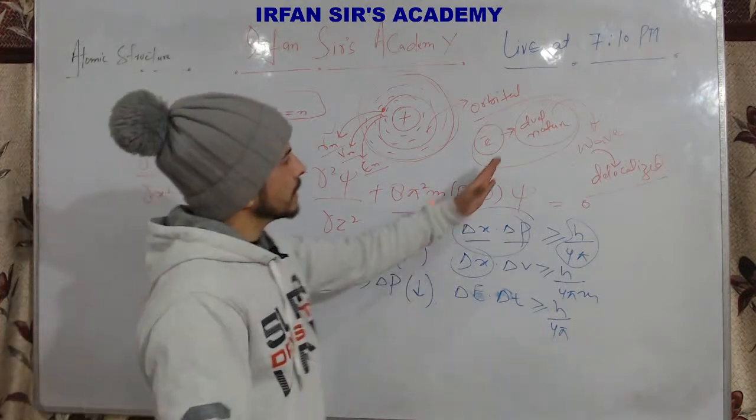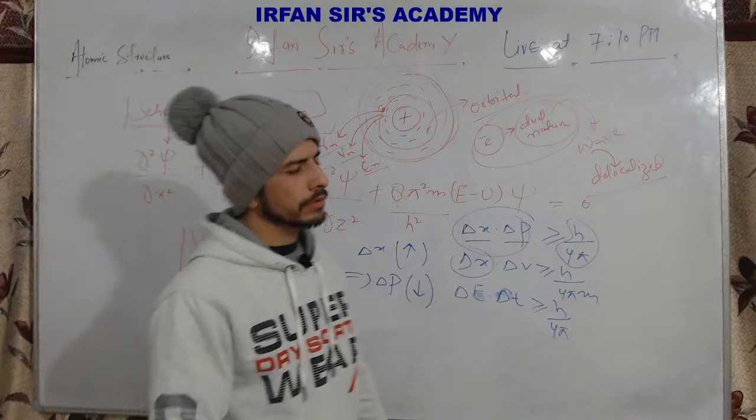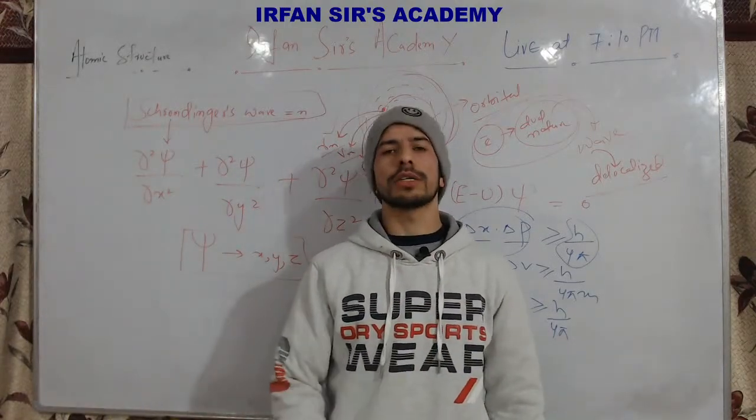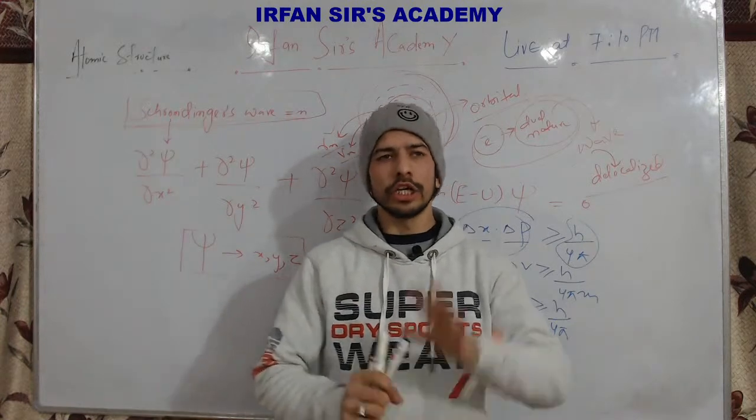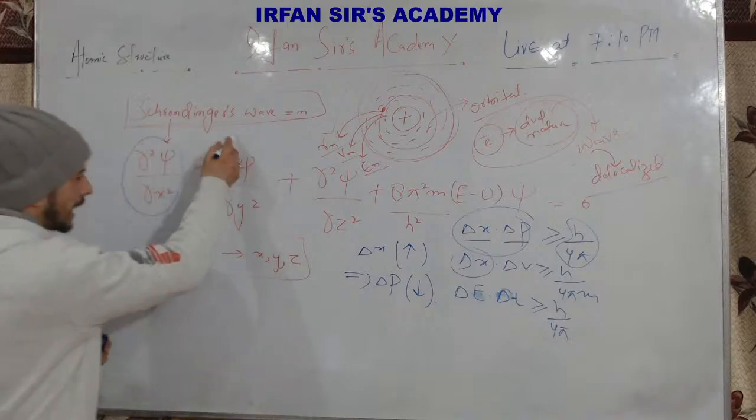Okay, nice. Now we have to discuss the problems related to the Schrodinger wave equation and the problems related to quantum numbers. You know that Schrodinger gave this equation. It's a great equation. You have to use higher mathematics.